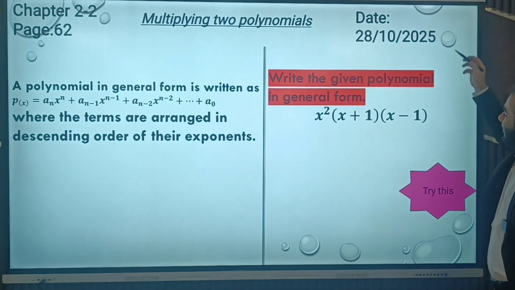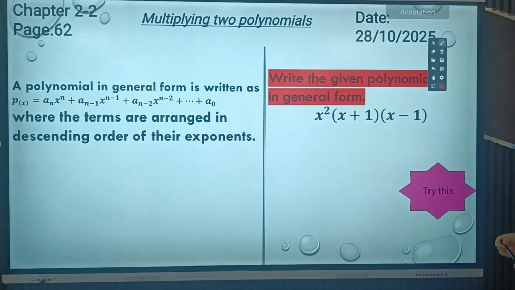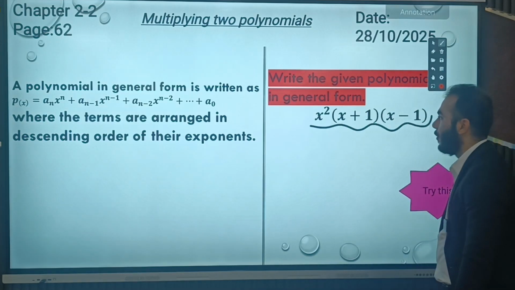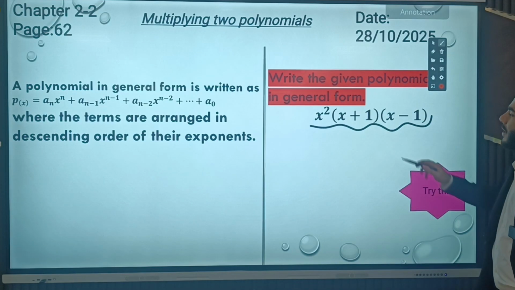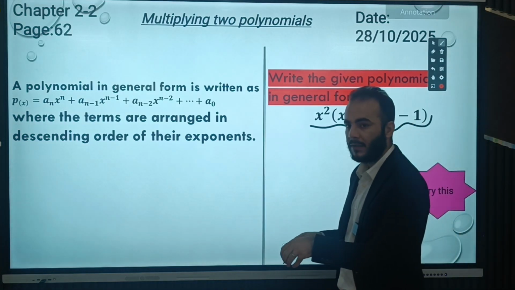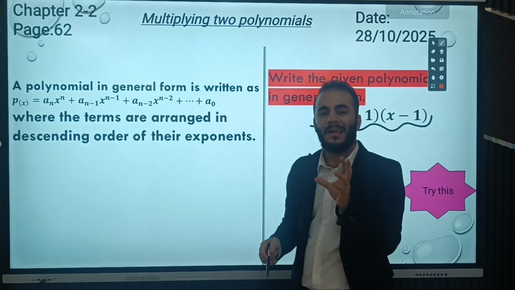There is a question here, right? The given polynomial in general form. So we need to multiply these 3 polynomials. One of them is x squared, the other one is x plus 1, the other one is x minus 1. This question has multiple ways to solve it, all right? But I'm just going to mention the easiest one.